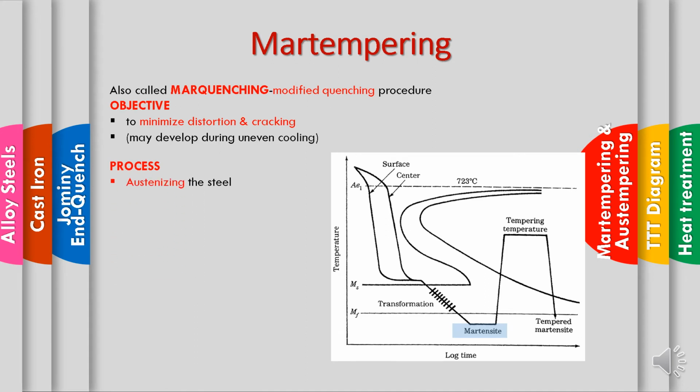Okay, the process is basically to austenitize the steel, and then quench in hot oil or molten salt, slightly above or below the martensite start temperature. Here like this, we can see two curves: this one is the surface and this is the center of the sample. Just above the martensite start, the surface and center are basically at the same temperature.